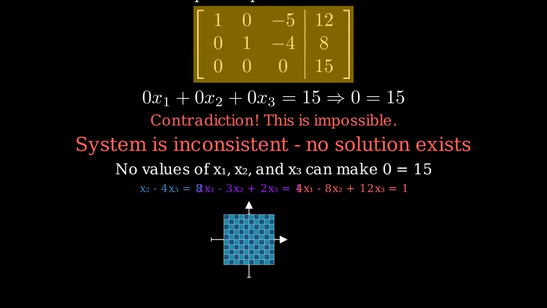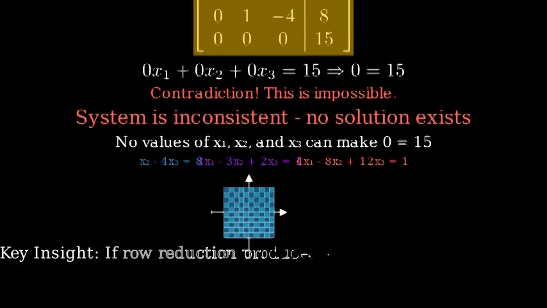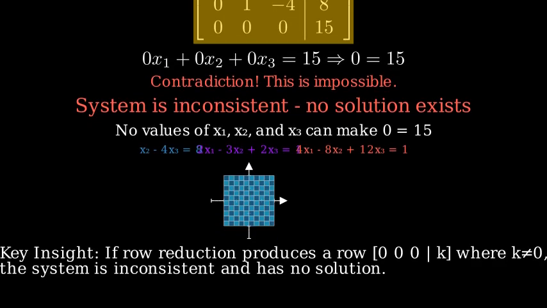In conclusion, to determine if a system is consistent, we use Gaussian elimination to row-reduce the augmented matrix. If we end up with a row where all coefficients are 0 but the constant term is non-zero, the system is inconsistent and has no solution. Otherwise, the system is consistent and has either one unique solution or infinitely many solutions.